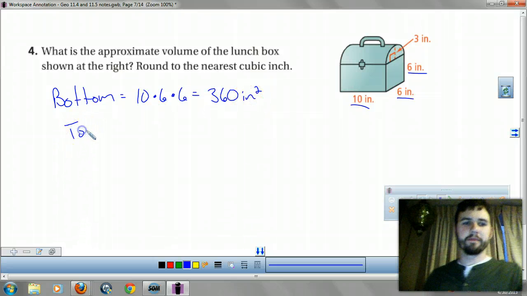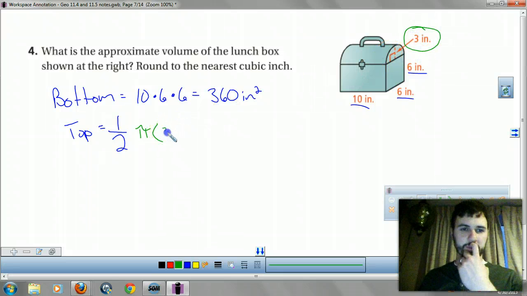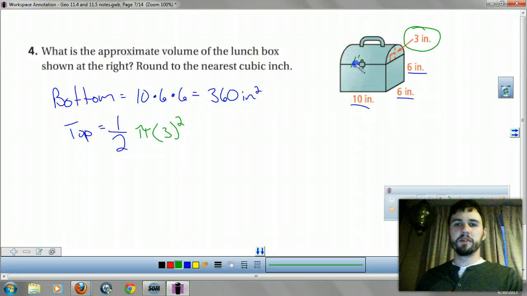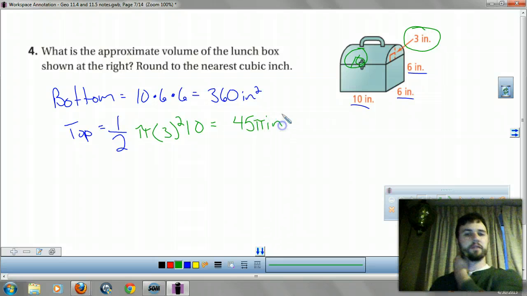Now for the top. The top is half the cylinder, so it's going to be half our formula. 1/2 pi times our radius squared times our height, which is 10 because it's the distance across, right? So that's 90, that's 45 pi inches cubed.